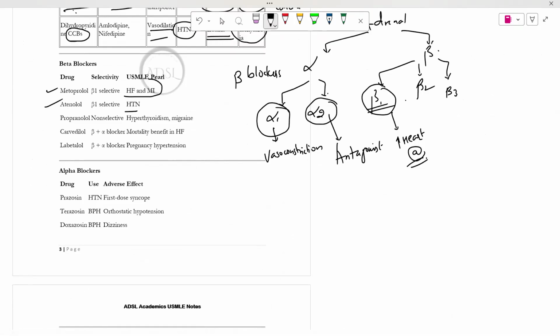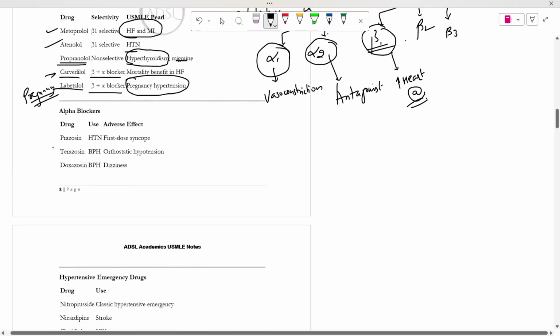In fact, metoprolol has a good effect in myocardial infarction also, after myocardial infarction, to regain the strength of the muscle. All right. Propranolol is non-selective. It is not only alpha, only beta, both. You can use this in hyperthyroidism because it gives a good effect. Even in migraine. Carvedilol is an alpha plus beta blocker. This is basically used when there is pheochromocytoma. Even labetalol, beta and alpha blocker. Labetalol's importance is that it is used in pregnancy. Labetalol is good to use in pregnancy induced hypertension.